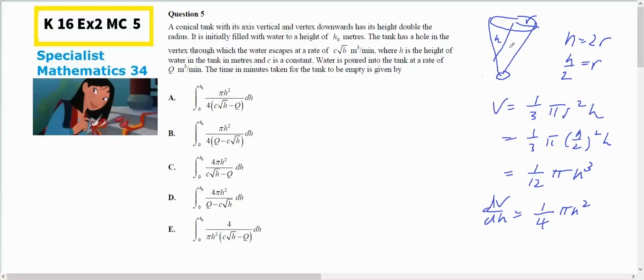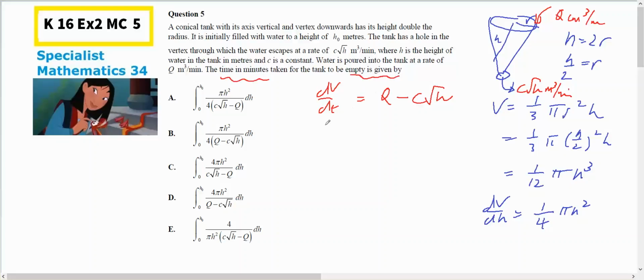Okay. What else do I know? The tank has a hole in it, and it's escaping at a rate of c root h meters cubed per minute, and it's going in at a rate of q cubic meters per minute. Therefore, dV/dt will equal the rate going in, which is q, minus the rate going out, which is c square root of h. And I want to know the time taken for the tank to empty.